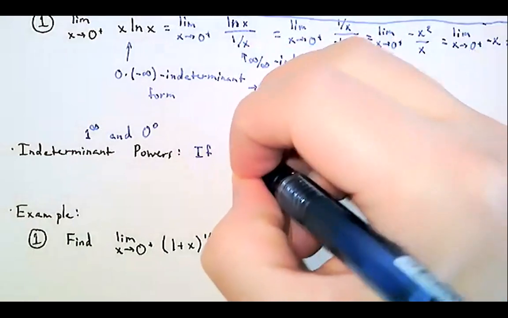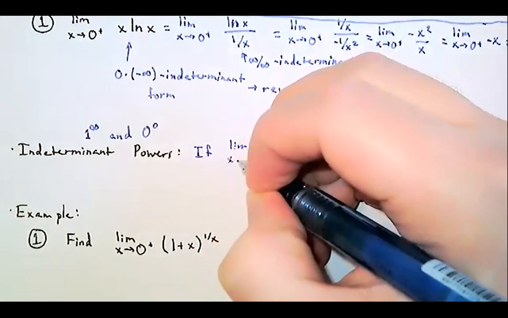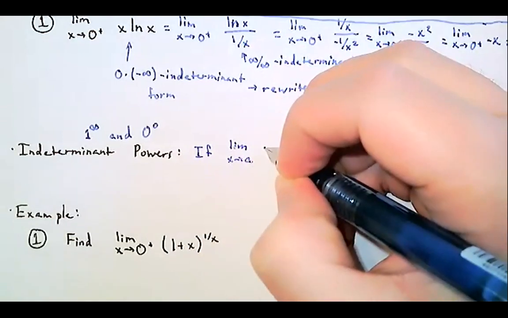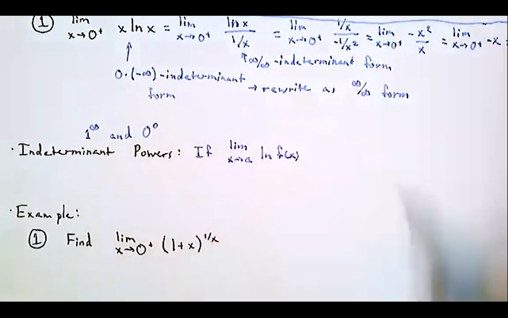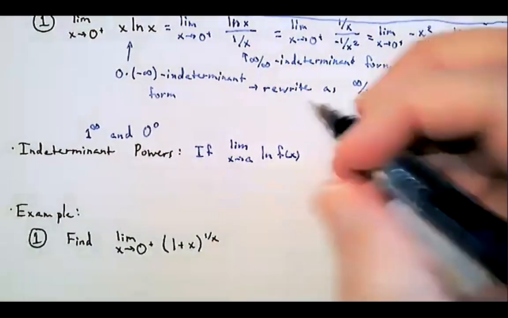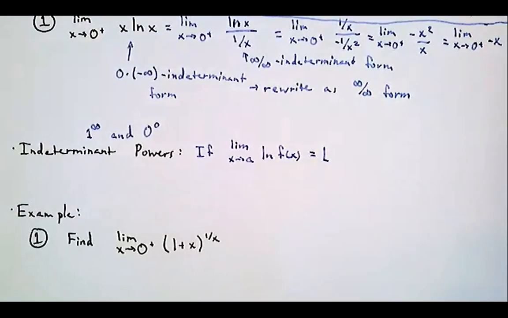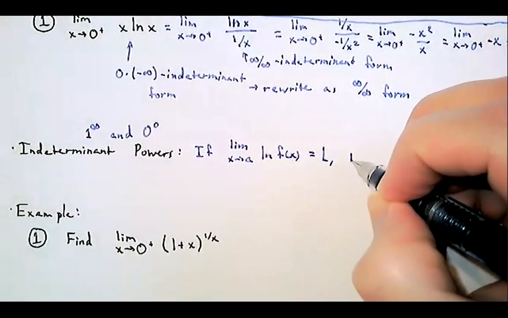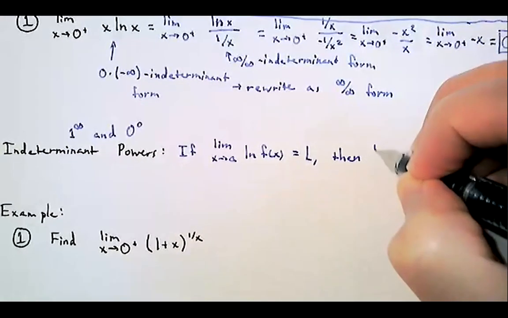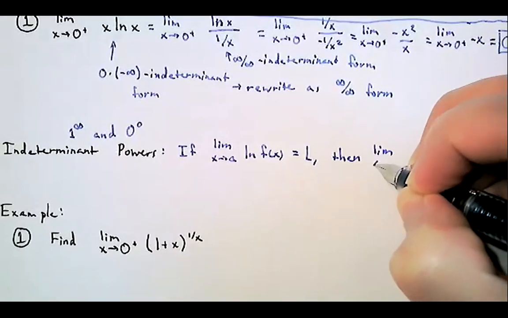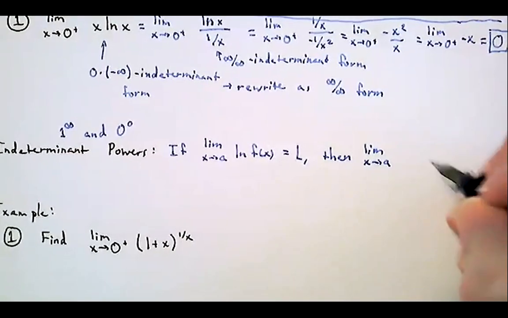If the limit as x goes to a of the natural log of your function, f of x, is equal to L, so L for limit, then the limit of the original function as x goes to a is e to the L.